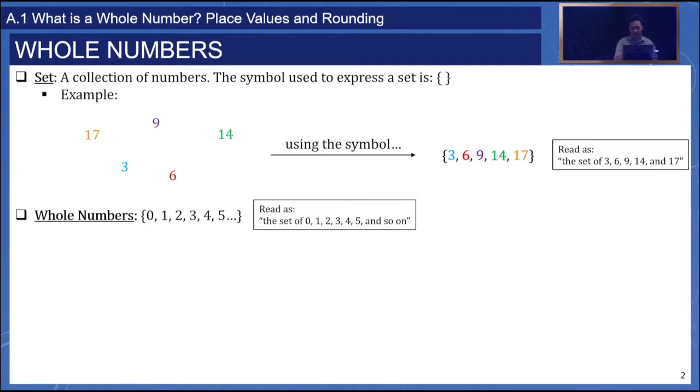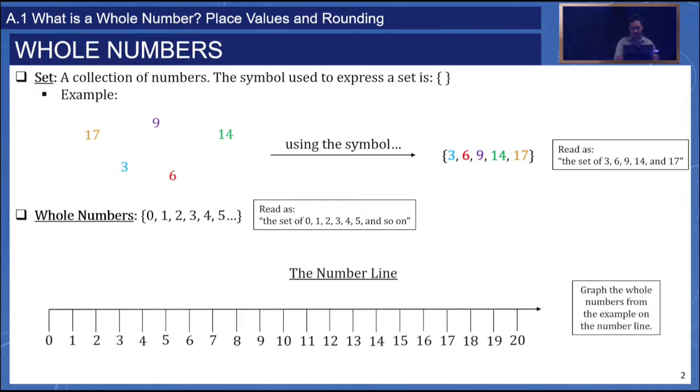So knowing that, let's talk about the number line. So here you have the number line. Again, we start with 0, 1, 2, 3, and it goes all the way. I stopped at 20, but it does go after 20. It goes 20, 21, and so on. So on the bottom right box, you have a question: graph the whole numbers from the example on the number line. So the example is referring to the very first collection of numbers we had, the 3, 6, 9, 14, 17.